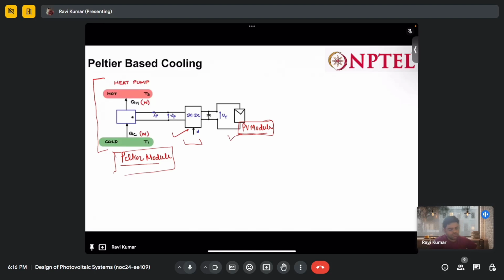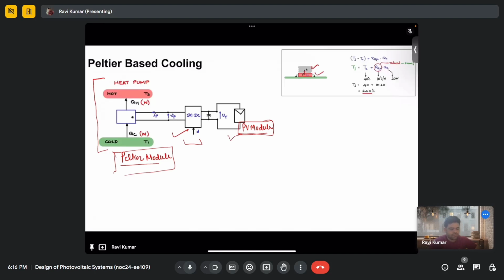The first option is an IC like this, with the atmosphere around it. The heat being generated here will go to the atmosphere directly. In this condition, if we use the thermal equations and calculate the minimum temperature that is possible here, it will be around 240 degrees Celsius. That is a huge temperature, very high.